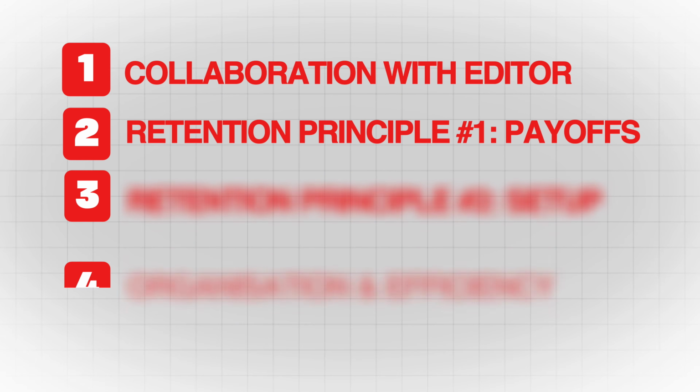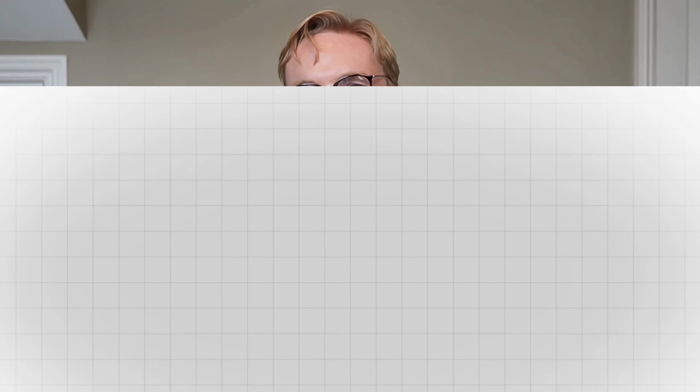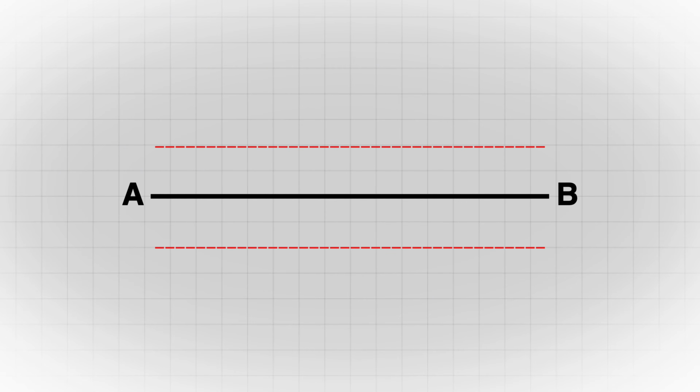So that's the second retention optimizer to throw into your grid structure, setups. At this point, we've already baked in 2 of the most important retention principles without getting stressed out or losing track of the flow. But the question now is, how do we actually turn that into a ready to record script? Well, at this point, I want you to think of your setups and your payoffs like guardrails. And the only job you have now is to get from A to B in an interesting way, which is what I call adding tension.